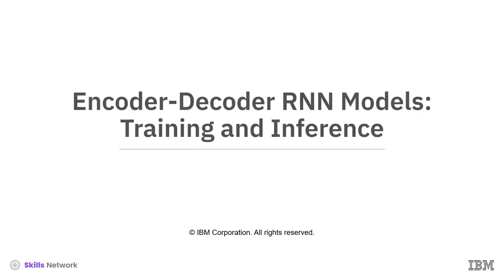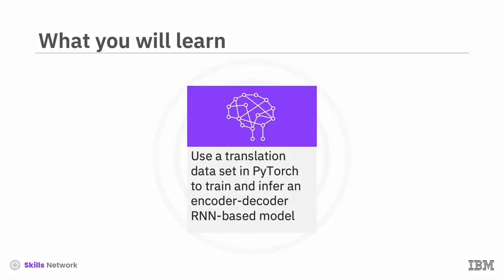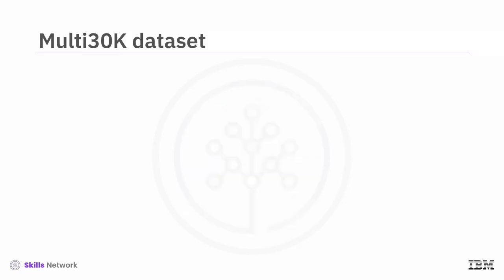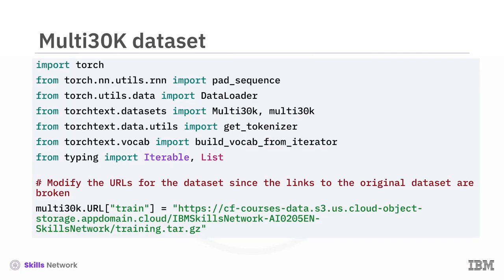Welcome to Encoder-Decoder RNN models, training and inference. After watching this video, you will be able to use a translation dataset in PyTorch to train and infer an encoder-decoder RNN-based model. You'll be working with the Multi30K dataset, which includes training, validation, and test sets of English to German text. Before delving into implementing the sequence-to-sequence, or seq2seq, model, let's review how to load data in batches for training models using PyTorch's data loader.